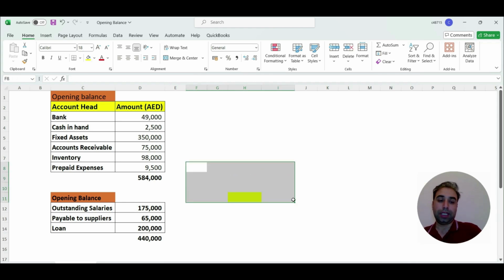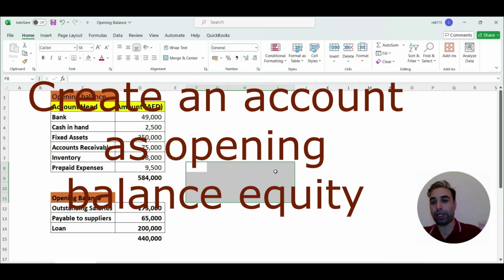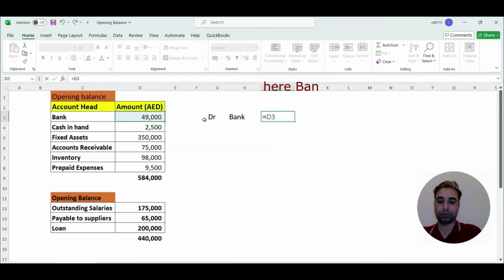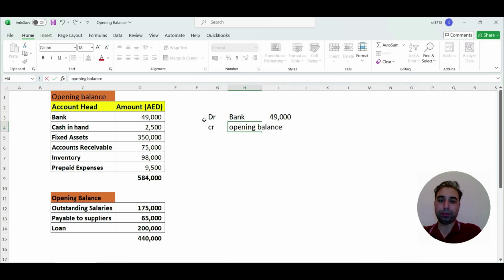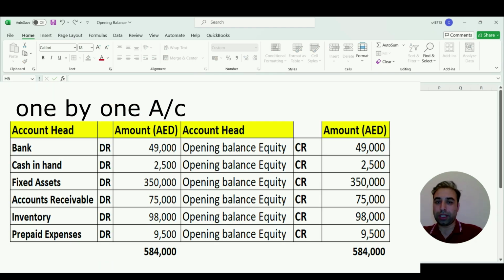However, here what we are going to do is make one more subsidiary account, or sub account, of equity, which we will name opening balance equity. So what you are going to do is debit bank and credit opening balance equity with the same amount. Similarly, you will do the same entries for the rest of the accounts as well.